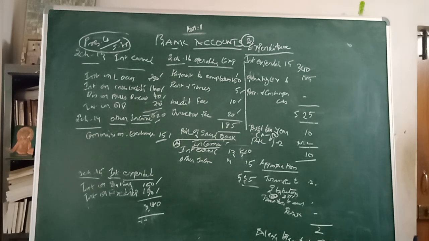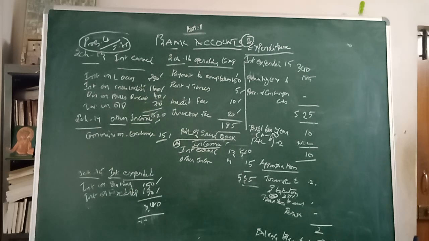Another one, interest on savings. As a customer, we are maintaining a savings account with the bank, for which the bank is providing interest. That amount comes to 150. So 150 is an expense for the bank, interest paid. Interest on what they are paying? Interest on the savings deposit we are maintaining with the bank, for which they are paying the interest.